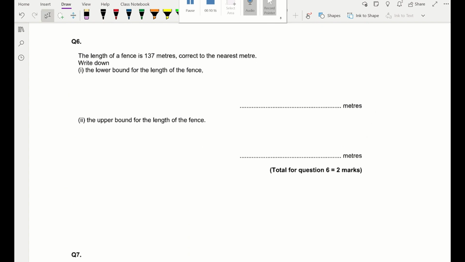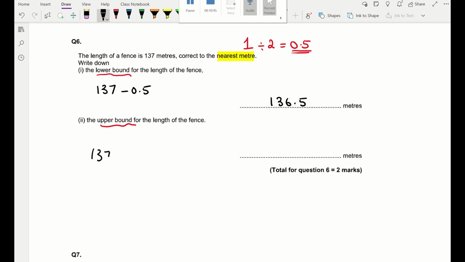The length of a fence is 137 meters, correct to the nearest meter. So the rounded unit is 1. This is about lower bound and upper bound. I need to divide the rounded unit by 2, and it's this that I add and subtract. So the lower bound is 137 minus 0.5, which is 136.5. And the upper bound is 137 plus 0.5, which is 137.5.